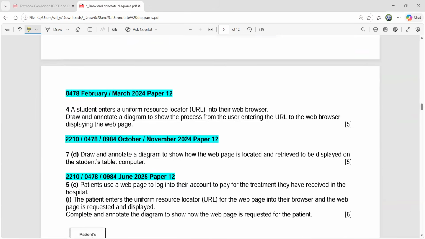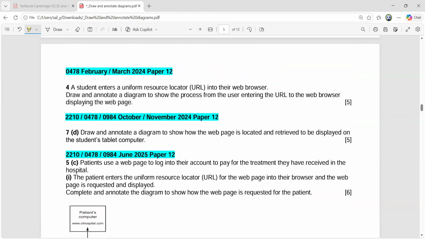Okay. The next question is 0478 February, March 2024, paper 1-2. A student enters a uniform resource locator, URL, into their web browser. Draw and annotate a diagram to show the process from the user entering the URL to the web browser displaying the web page. It's a 5-mark question. Now another question, and let's see why it is being grouped together.